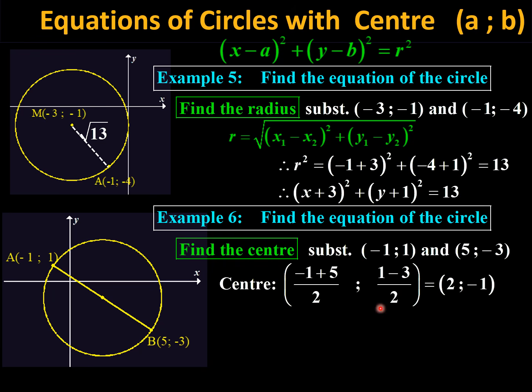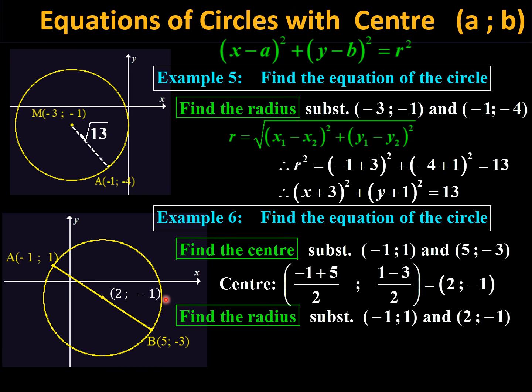So if we find the midpoint from a to b, the center we can calculate as (-1 plus 5) over 2 and (1 plus -3) over 2, that gives me 2 and -1. It's advisable when you calculate that, just insert it in your diagram. So now we've got the center. So a is 2 and b is -1. But what do we also need? We also need the radius. And to find that radius, we can use the distance formula.